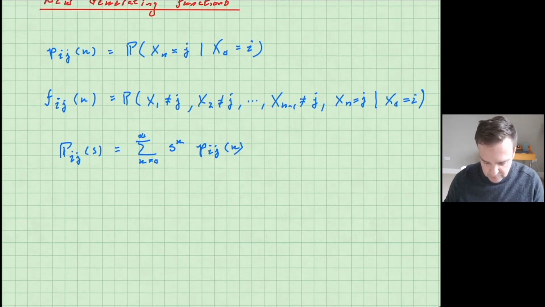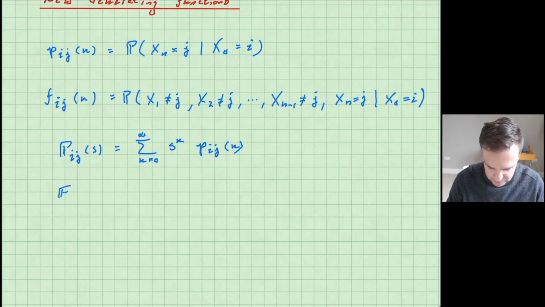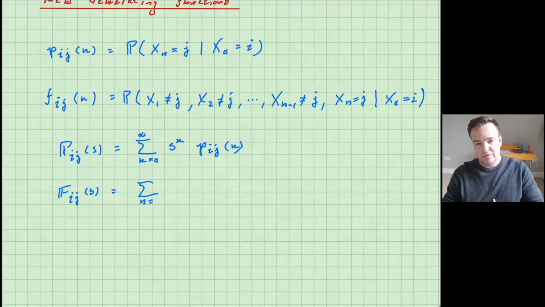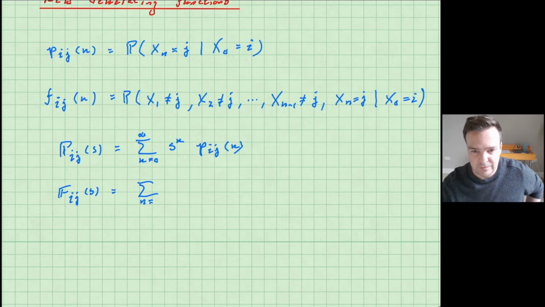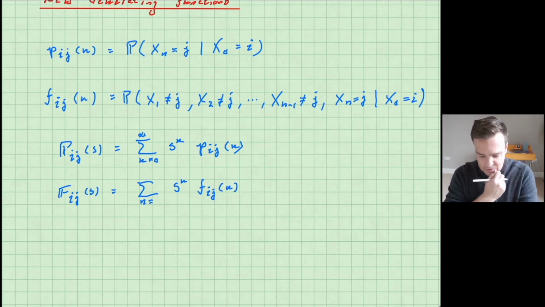And the other one we're going to introduce is exactly the same kind of quantity, but for f. We'll use this notation for it, Fij of s. So each of these is a generating function. Now here, you can't really start the sum for f at 0, so I'll leave that aside for a second. So it's going to look like this: S to the n, and then Fij evaluated at n.